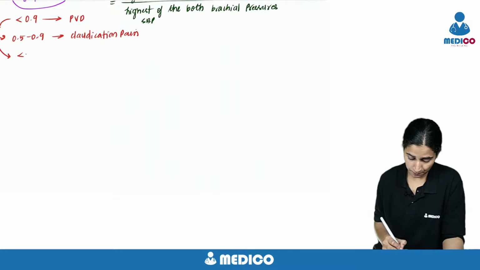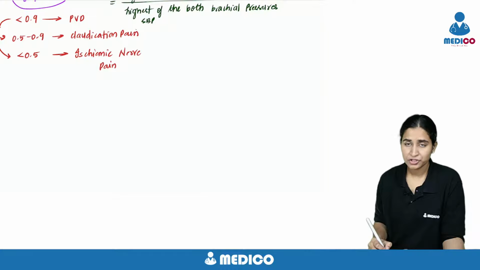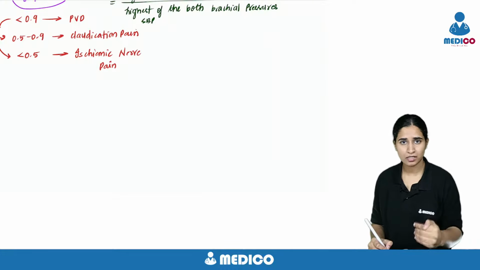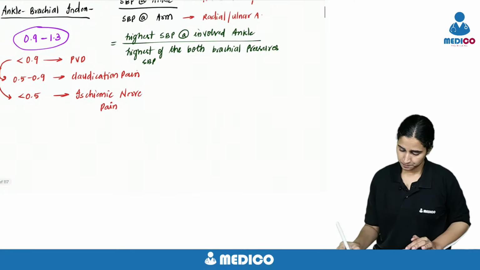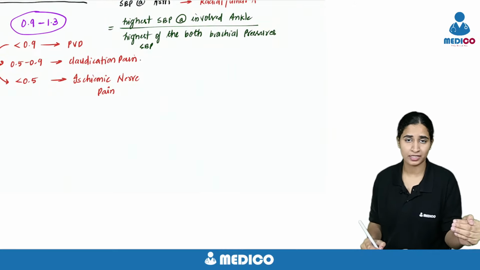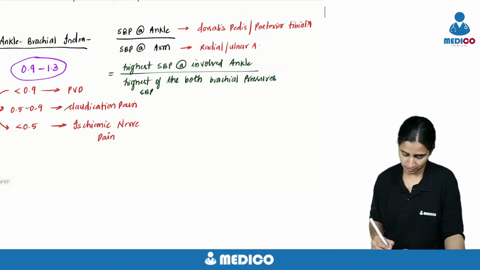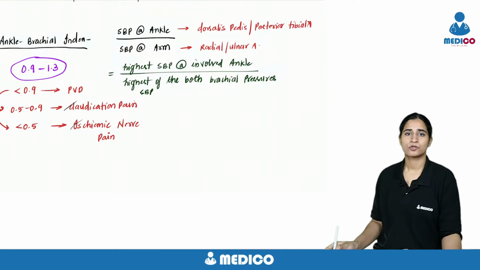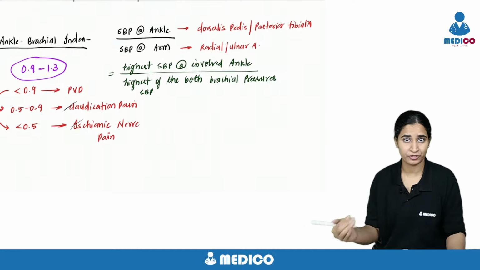And if it's less than 0.5, he'll have ischemic nerve pain. It's the pain of dying nerves. So your claudication pain is at the muscle mass and your ischemic nerve pain is at the most distal part of that limb. You got me right? And this claudication pain is related to your movement, motility or usage of that limb, whereas ischemic nerve pain occurs at rest. So that is the difference between claudication pain and ischemic nerve pain. So if ischemic nerve pain is developing, there are more chances that that limb will go into gangrene. So that's the most severe condition.